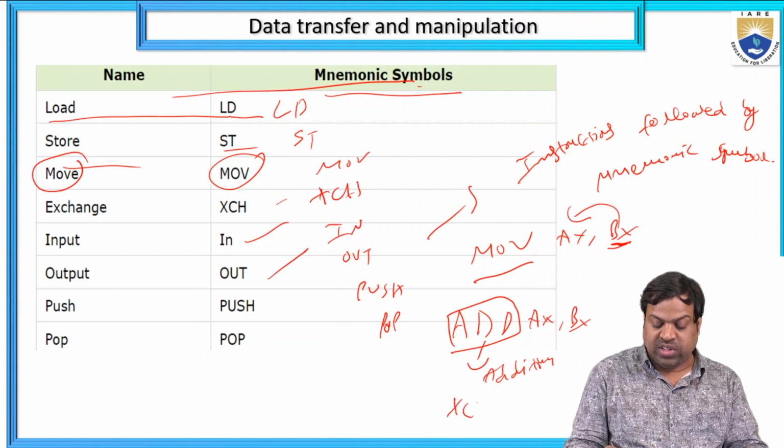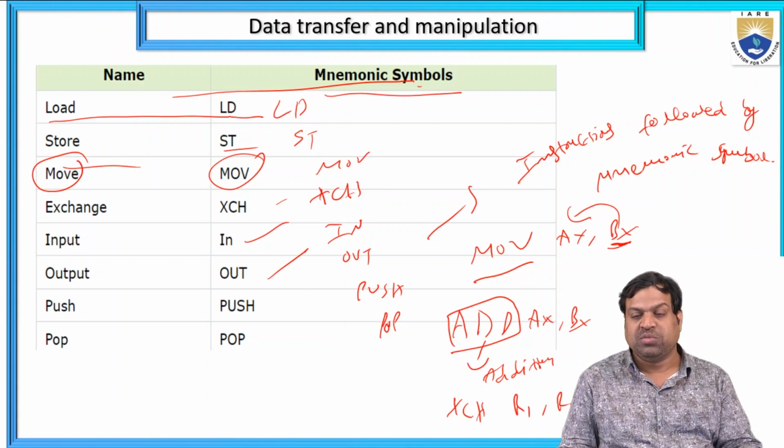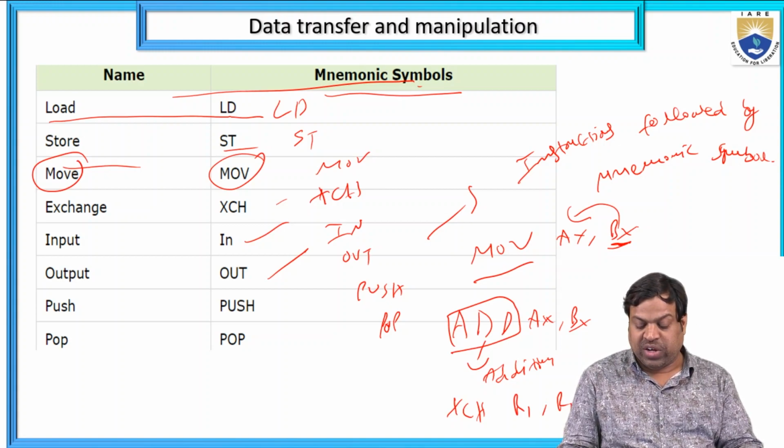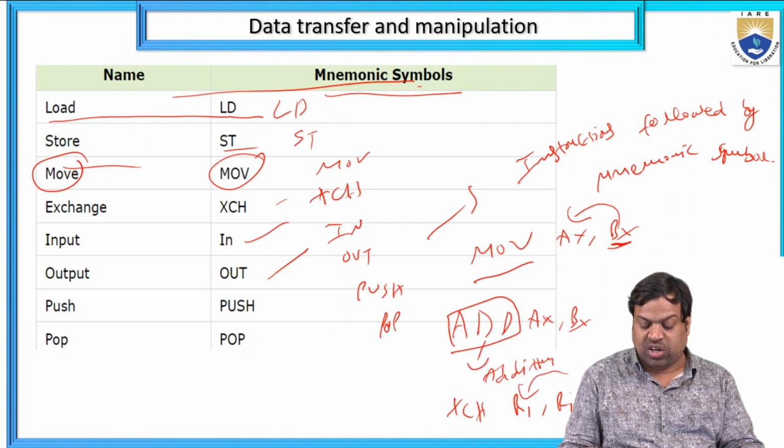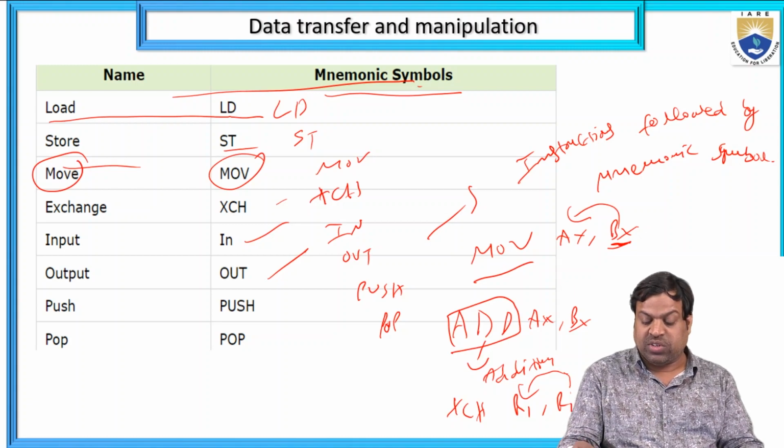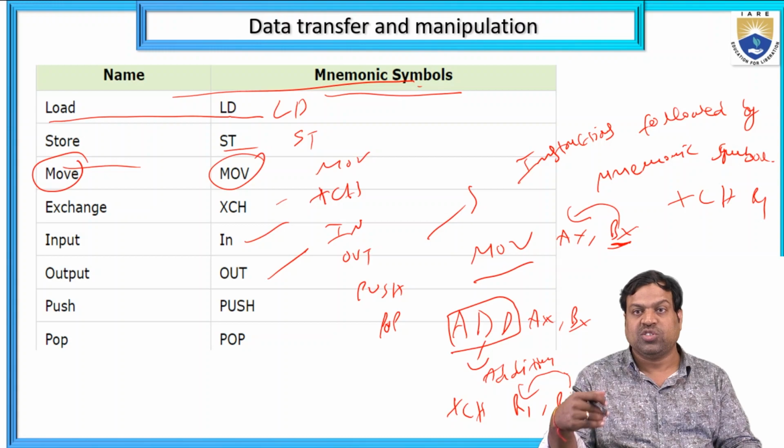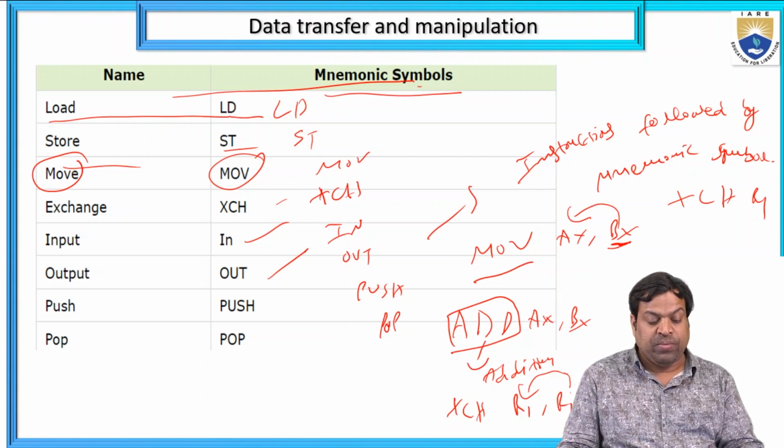Suppose I am going for XCH R1 comma R2. What does this mean? The values of R2 are exchanged, so they are converted to R1. That means exchange of R2 to R1. Otherwise, exchange R1 means the R1 register is exchanging with another register. So there are so many sample mnemonic symbols here.